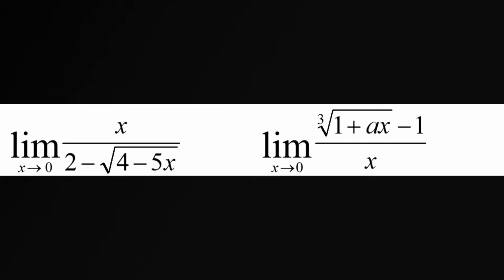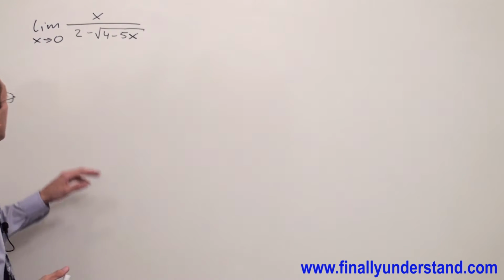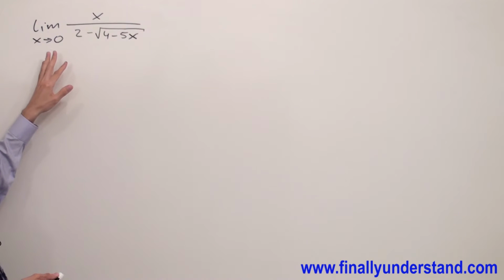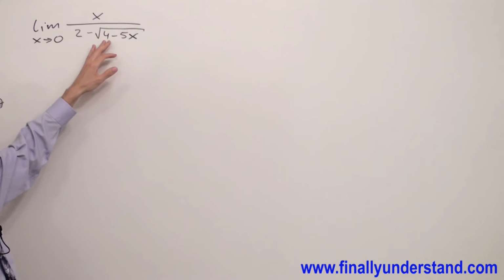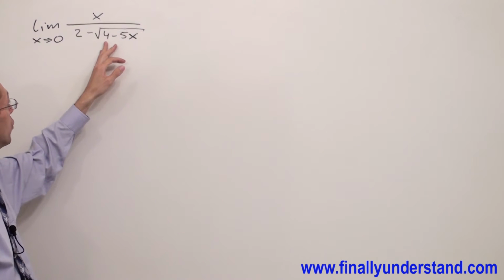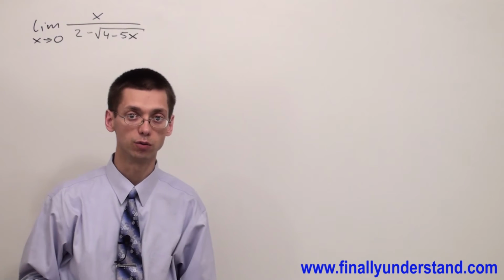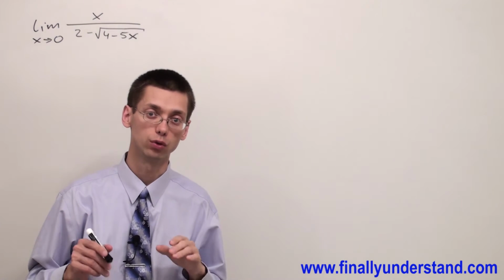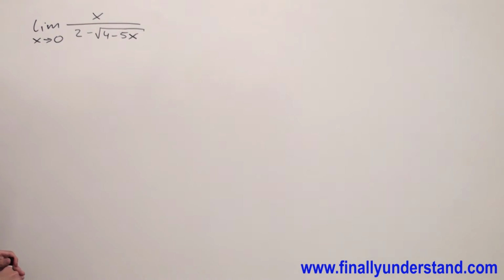We have another example. Again, we have a rational function. Look always at the denominator. If you are going to replace x by 0, you will have 4 minus 0. Square root of 4 is equal to 2, minus 2 gives me 0 in the denominator. We do not want to have 0 in the denominator. We have to do some simplification.